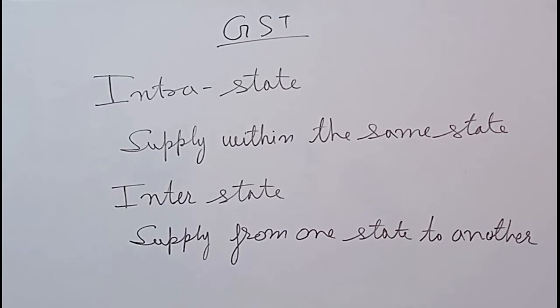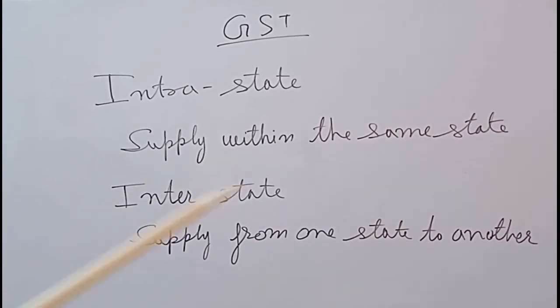GST. The full form of GST is Goods and Service Tax. And we calculate GST in two ways. First is intrastate and the other is interstate. Intrastate means whenever you supply something within the same state. Whenever we supply from one state to another, that means interstate.